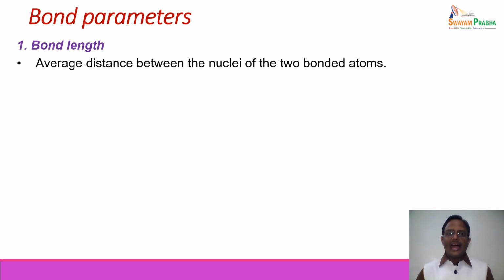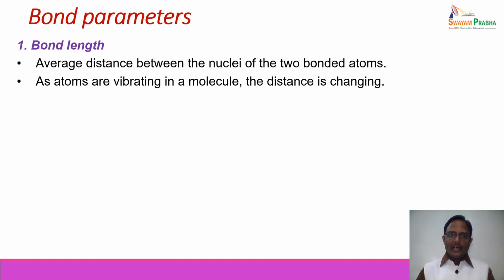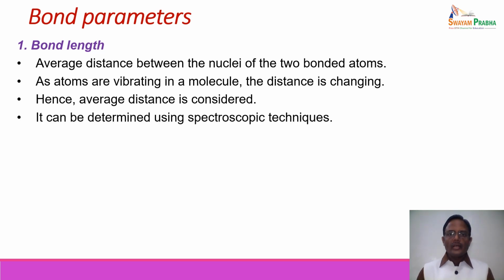Now, why do we call it the average distance? Because we know that the atoms are not stationary, but are continuously vibrating with respect to each other along the bond axis, and because of this the distance is continuously changing. The average of the minimum and maximum distance is considered as the bond length. So it is actually the internuclear distance, which is the average of all the bond lengths in a vibrating molecule. Hence, average distance has to be considered, and it is determined using spectroscopic techniques like microwave spectroscopy, IR spectroscopy, and so on.